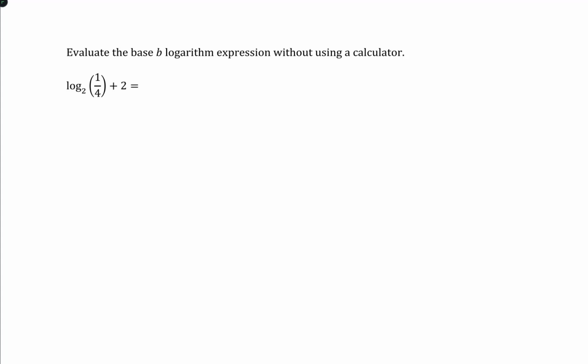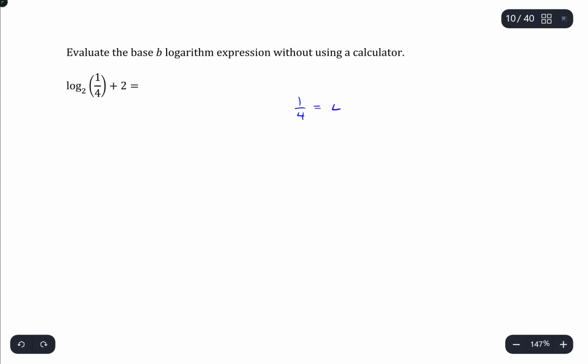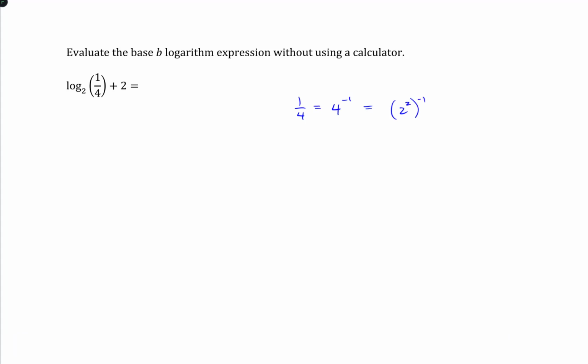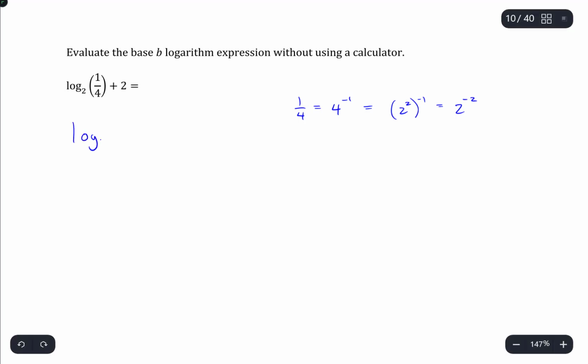First off, the one thing that I notice about 1/4 is it would of course be able to be written as 4 to the negative 1 power just using rules of exponents. But not only that, 4 is the same thing as 2 squared. So I could change 4 into 2 squared, then 2 squared to the negative 1 is actually the same thing as 2 to the negative second. Alright, so I could write this as log base 2 of 2 to the negative second plus 2.